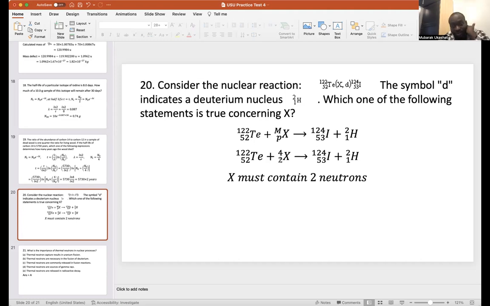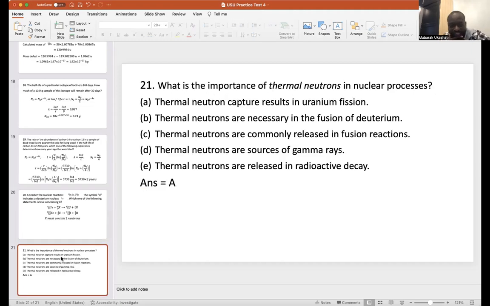So we know this is the number of protons. 4 minus 2 will give us the number of neutrons. So X must contain 2 neutrons, and X is actually a helium nucleus, basically in this case. So that's the correct answer.